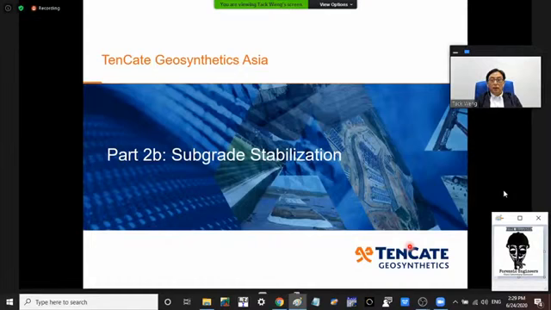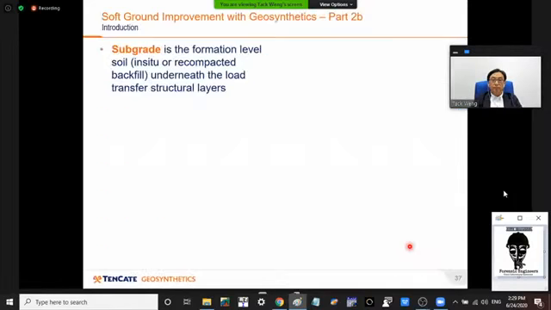Right, that completes the pile embankments section. Now I'll move on to subgrade stabilization. Subgrade is the formation level soil. It can be in situ or recompacted backfill, as in the case of embankment, that is underneath the load transfer structural layers.